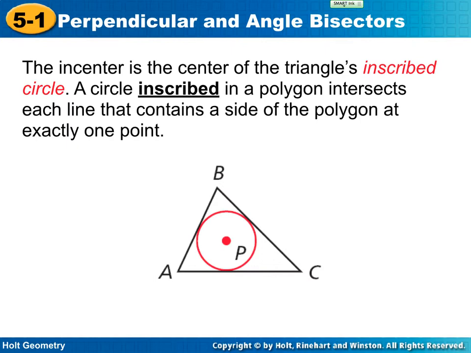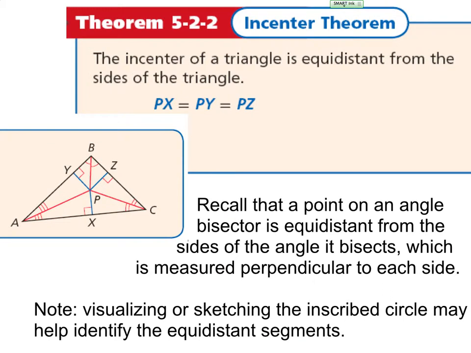So what's the theorem tell us? Looking at the diagram of the theorem, what's going to be the same length from P to the side? So P to X, P to Z, and P to Y are all the same. So the wording: the incenter of the triangle is equidistant from the sides of the triangle. How do you know it's an incenter? Well, either the directions will tell you it's an incenter, or what's an incenter made up of? The three angle bisectors.